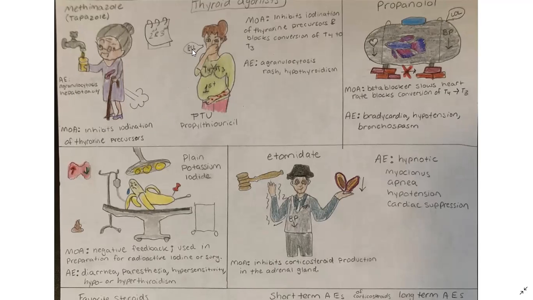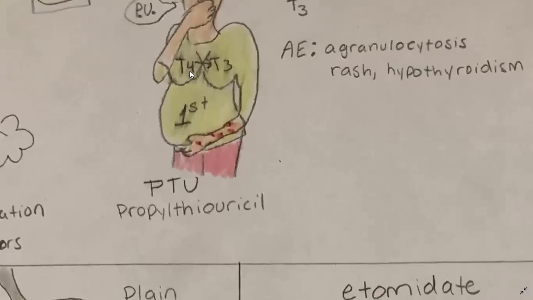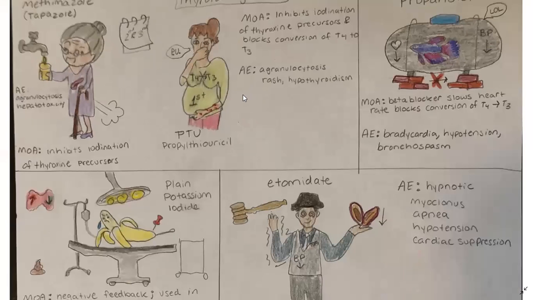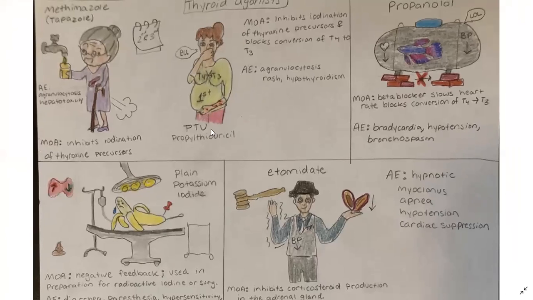And this pregnant lady is like, PU, that stinks. PU, PTU, propylthiouracil. So this mechanism of action also inhibits iodination of thyroxine precursors and then blocks the conversion of T4 to T3. That is shown here on her boobs. T4 is being blocked into T3. And it's very important to remember that this drug is used during the first trimester of pregnancy. After the first trimester, you can move your patient to methimazole. That can be used during the second and third trimesters.